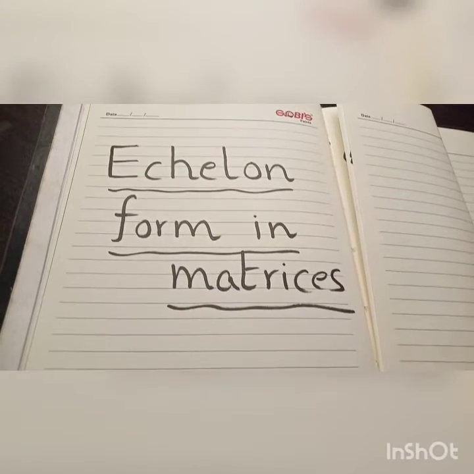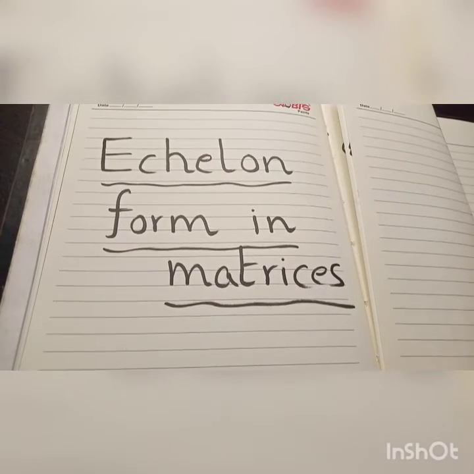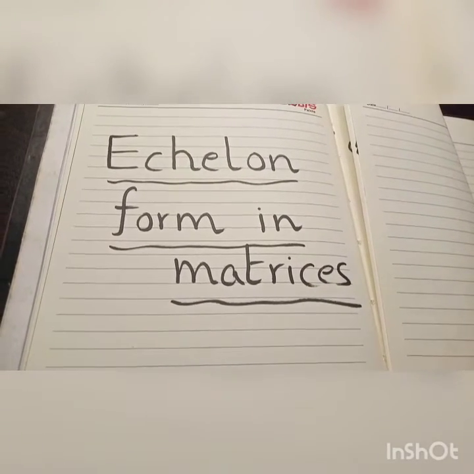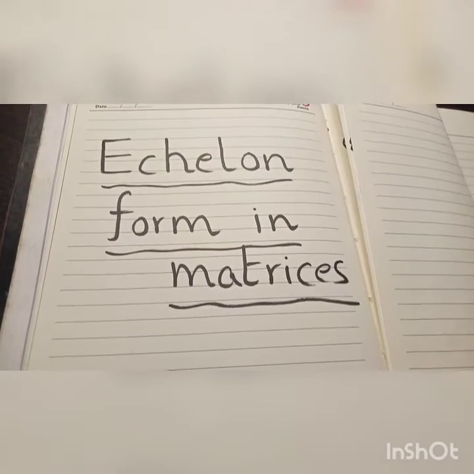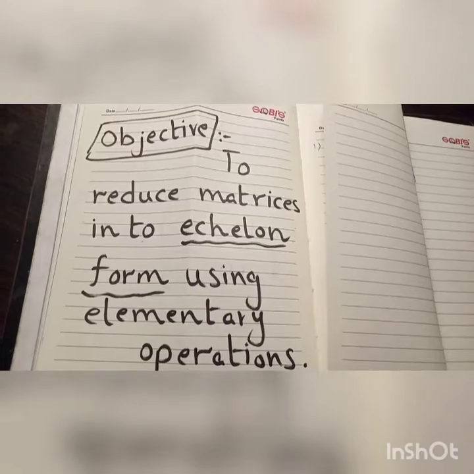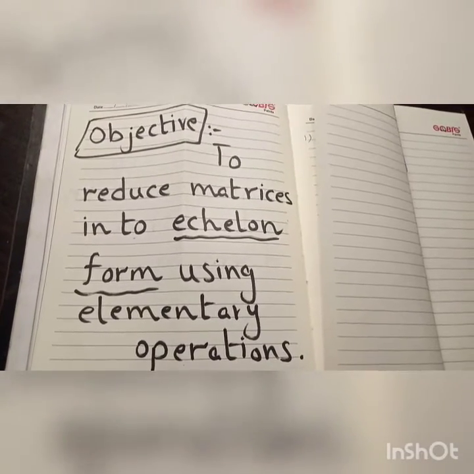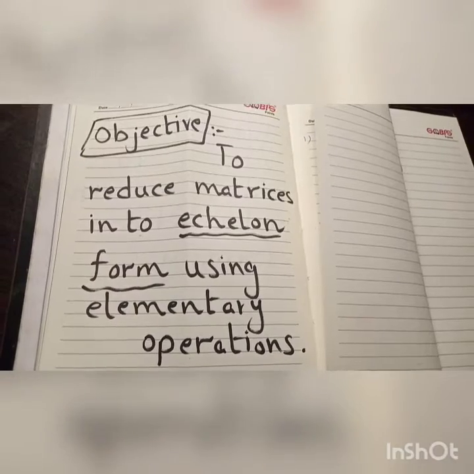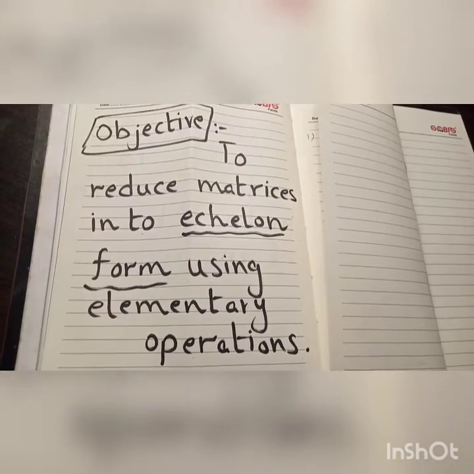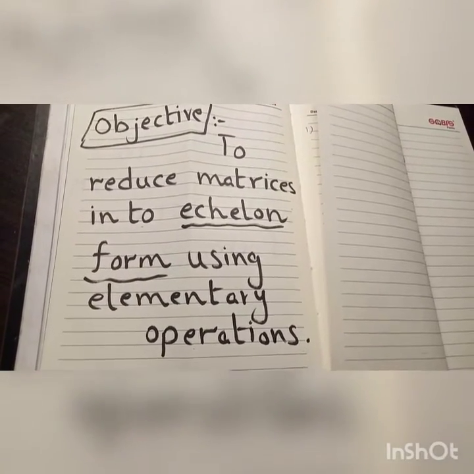Morning students, today I will guide you about this topic, echelon form in matrices. This topic will help students of F.Sc grade 11. This is the objective of the lesson: to reduce matrices into echelon form using elementary operations. So I will guide you here how to convert a matrix into echelon form using row operations.